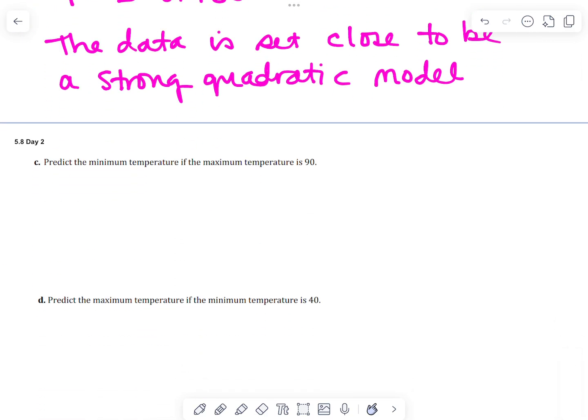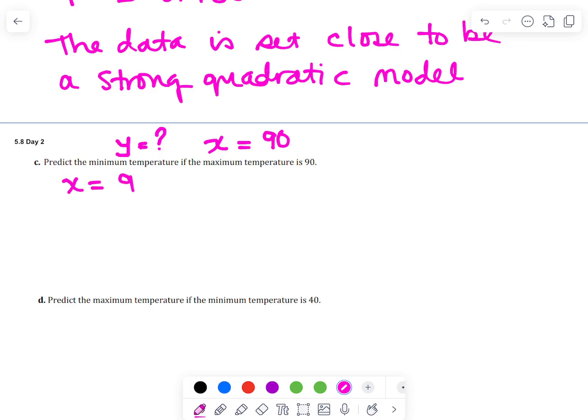Part C says, predict the minimum temperature. The minimum, remember, was our y values, and our maximum was our x values. The prediction we want to find is the y value when the maximum is 90. So x equals 90 degrees Fahrenheit. What would be the temperature of the minimum?